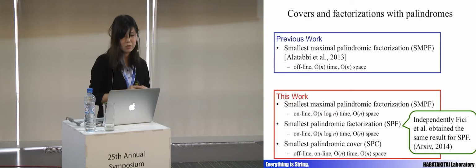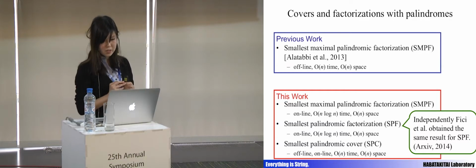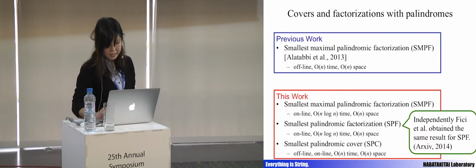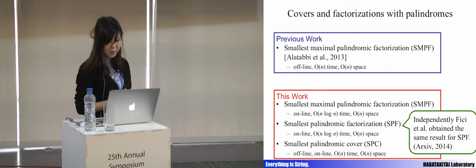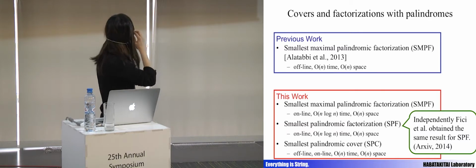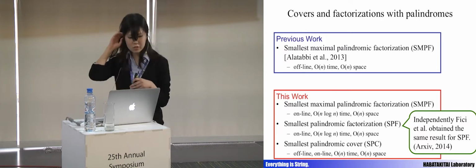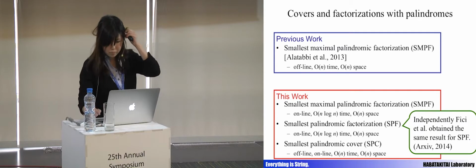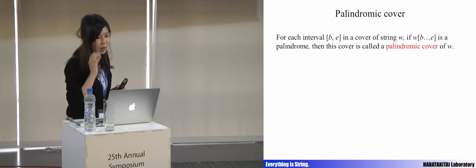We also propose a new kind of cover called the smallest palindromic cover, which covers a string with a minimum number of palindromes. This can be computed in linear time and linear space. In this talk, I explain only the smallest palindromic factorization and the smallest palindromic cover, because the smallest maximal palindromic factorization can be computed in a similar way to SPF. And I explain palindromic covers first.